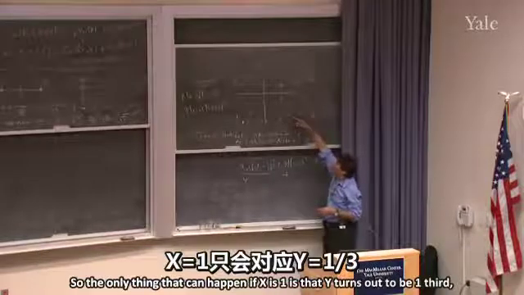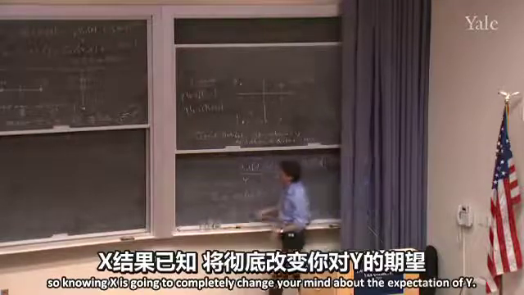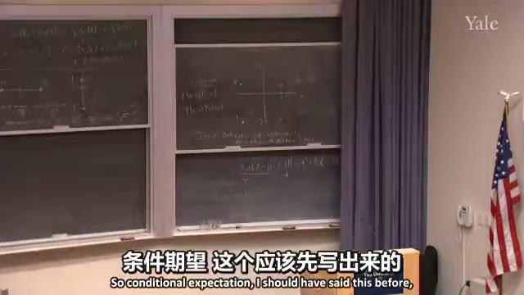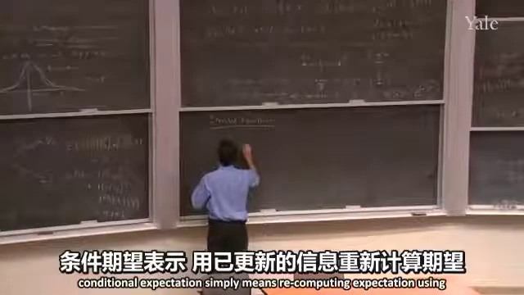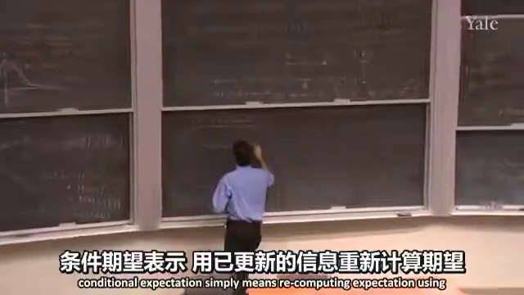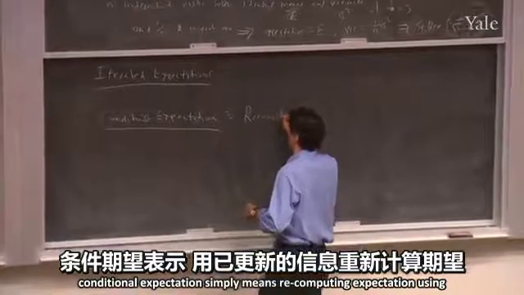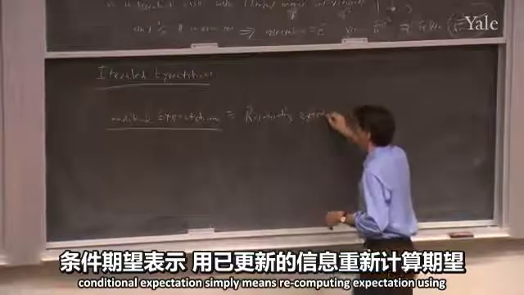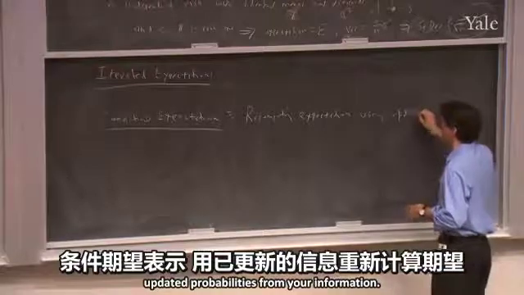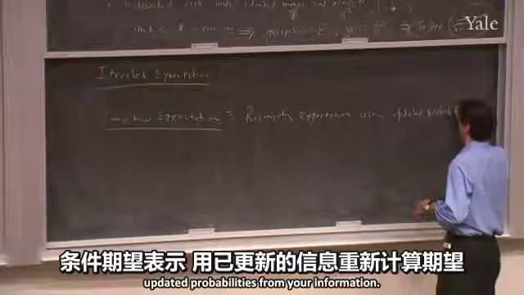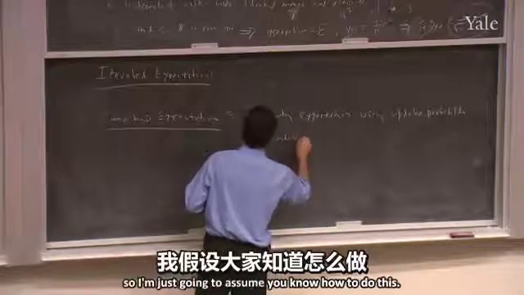So the only thing that can happen if x is 1 is that y turns out to be a third. So knowing x is going to completely change your mind about the expectation of y. So conditional expectation, I should have said this before, conditional expectation simply means recomputing expectation using updated probabilities from your information.